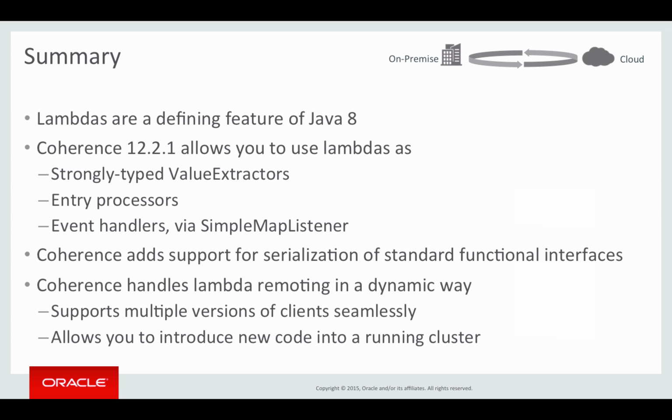And Coherence handles Lambda remoting in a dynamic way. By not depending on Java serialization, we were able to support multiple versions of the clients seamlessly, and we allow you to introduce new code into a running cluster.